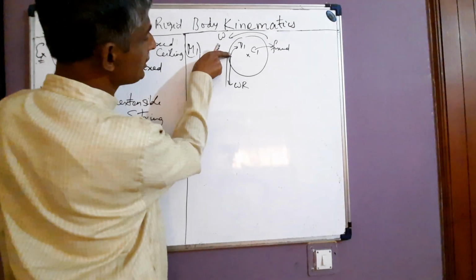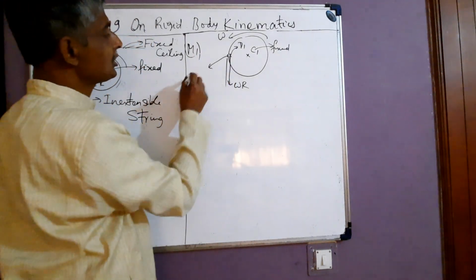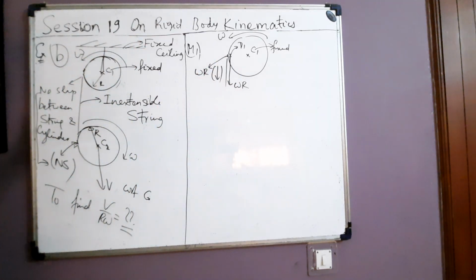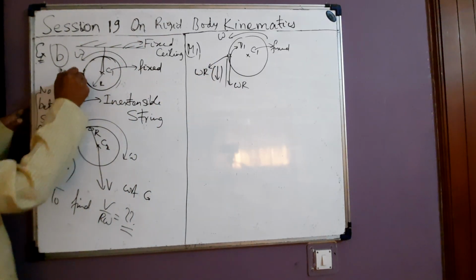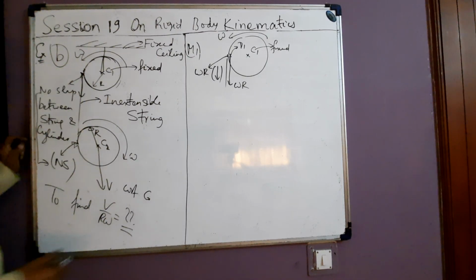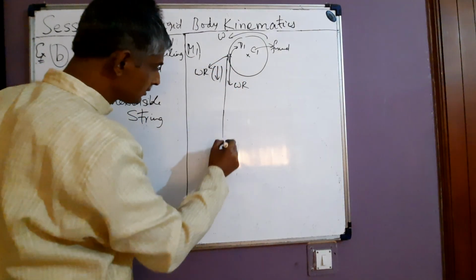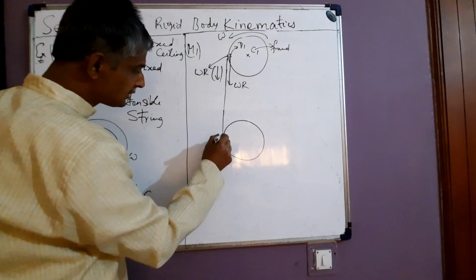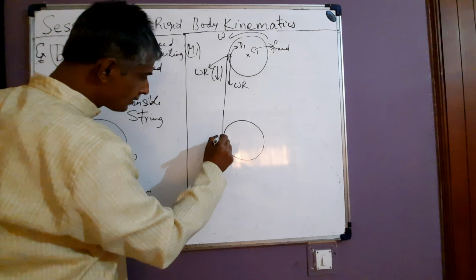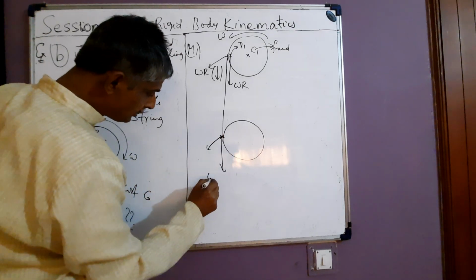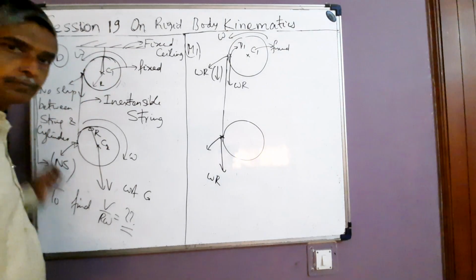Here there is no slip between the drum and the string. So the velocity of this string is also how much? Omega r in downward direction. The velocity of this point of the string is omega r in downward direction. Now this is an inextensible string, so it continues here and is wound over the lower cylinder. The velocity of this point of the string in contact with the lower cylinder will also be omega r in downward direction.